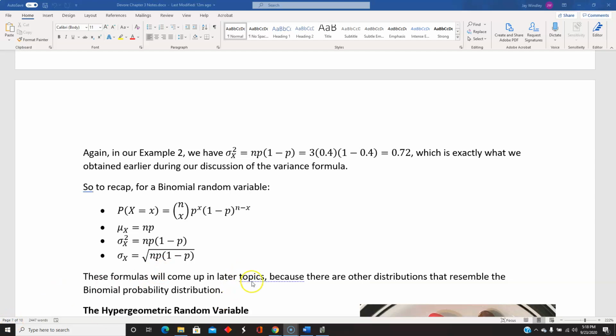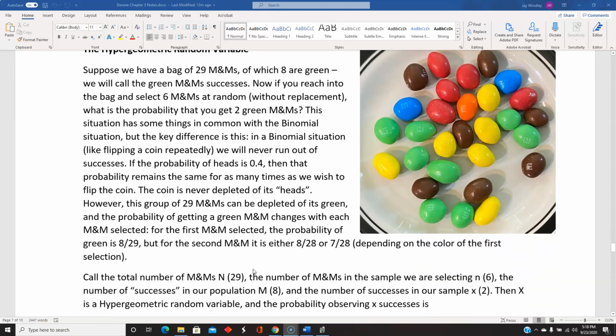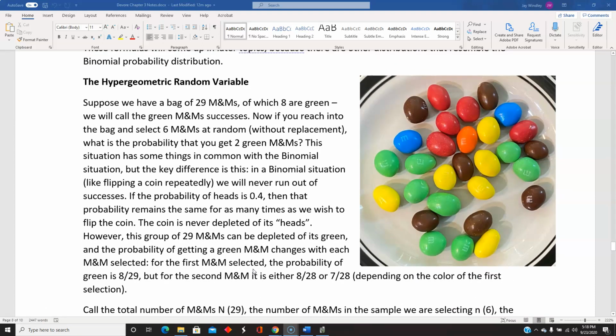Now, changing gears a little bit, a similar random variable is the hypergeometric random variable. Suppose I have a bag of 29 M&Ms, of which 8 are green. We'll call those green ones successes. If I select a sample of 6 M&Ms at random without replacement, what is the probability that 2 of them are green? So this has some things in common with binomial because we're selecting a fixed number of items, n, and we're looking at successes.